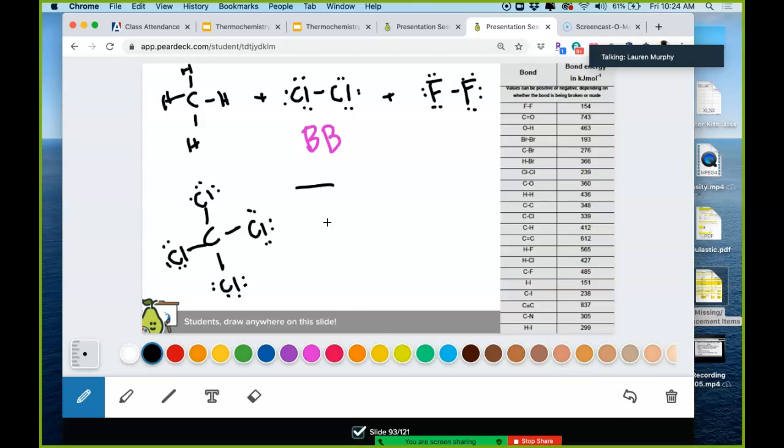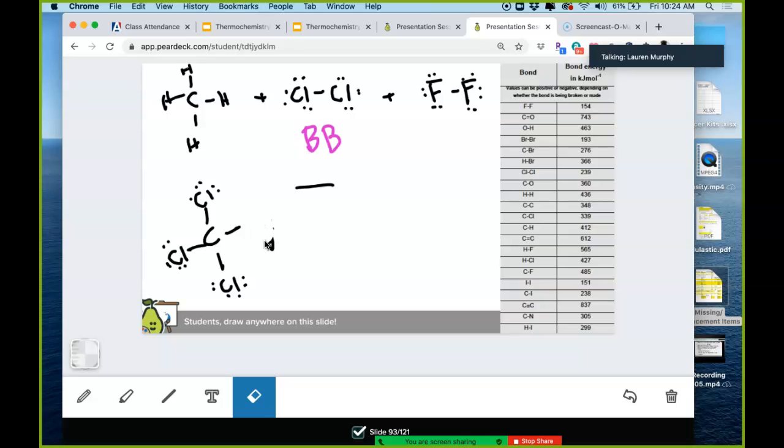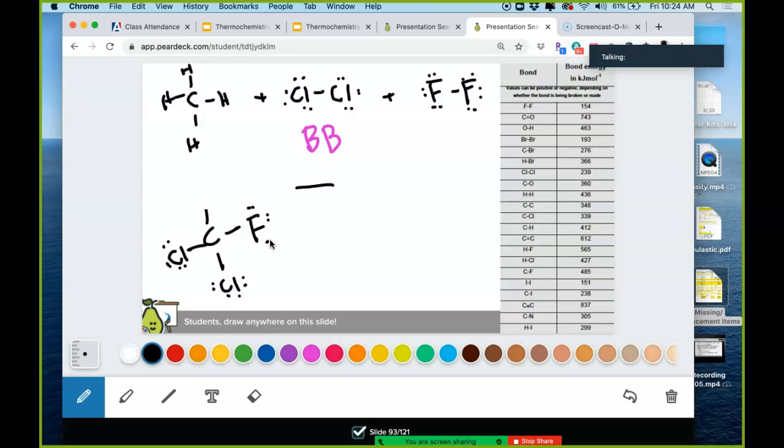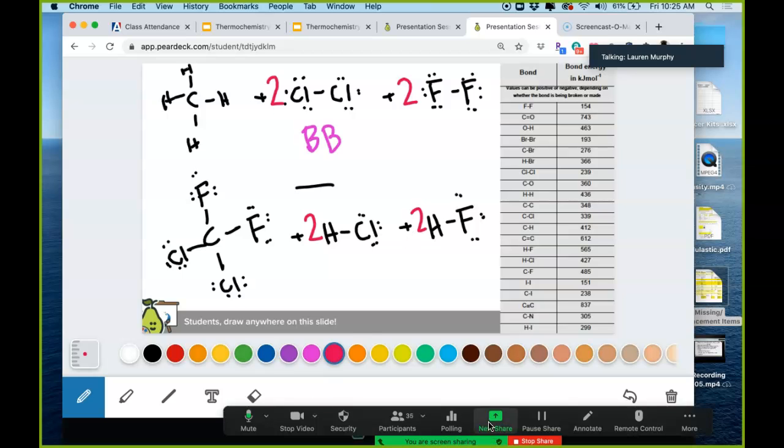Oh, shoot, that's not what that is. These should be fluorines. And then I'm going to go ahead and add my coefficients. So I think that this was a 2, this was a 2, this was a 2, and this was a 2. You can correct me if I'm wrong. So this is bonds formed.